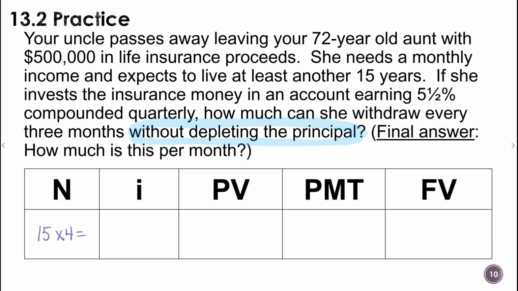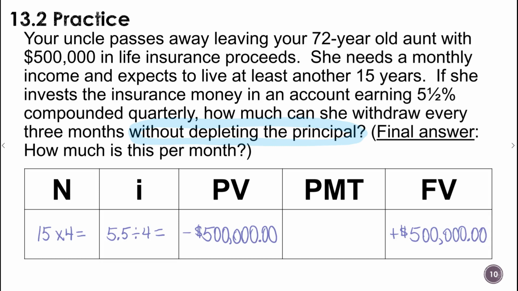compounded quarterly, so it's going to be times 4. 5.5% is divided by 4, and then equals. The amount going into the account is $500,000, so it's negative, remember, because it's in an account that you can't touch. In the future, we want it to still be $500,000. So the principal does not change. At the end of this 15 years, we will still have $500,000 in the account.